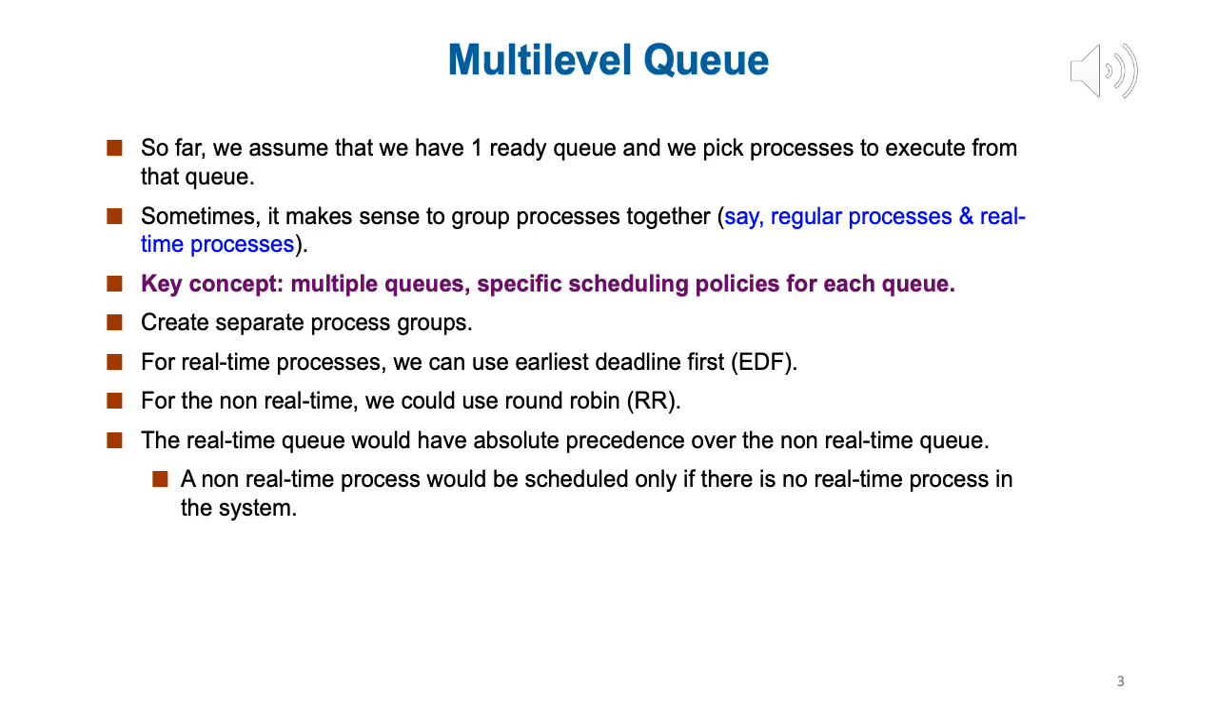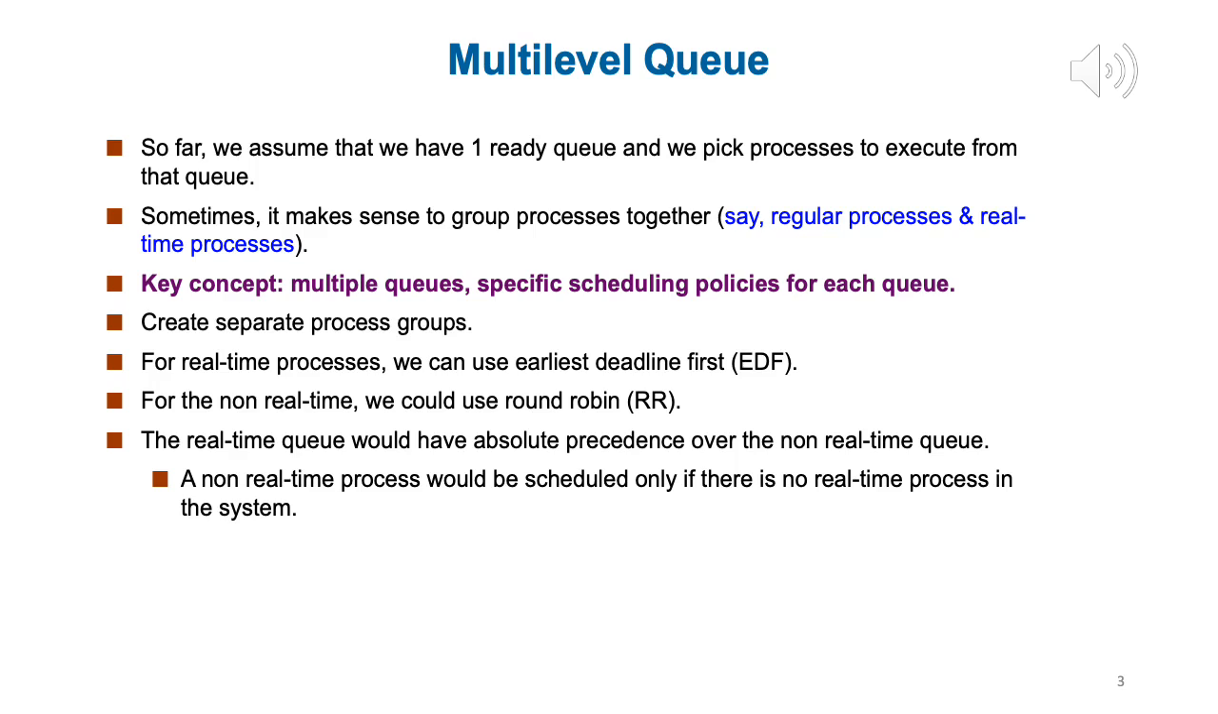So for the regular processes, maybe for fairness, you could do round robin. So each regular process gets the CPU for a specific time, the time quantum, and then the CPU is given to the second one, and third and fourth. So round robin for the regular ones. For real-time ones, you decide to use earliest deadline first.